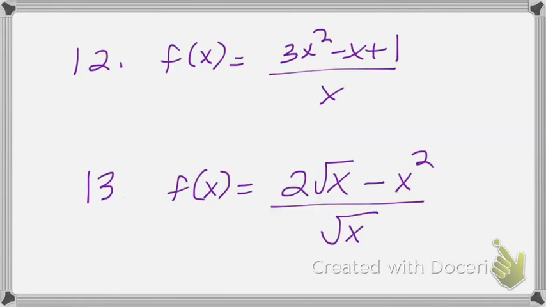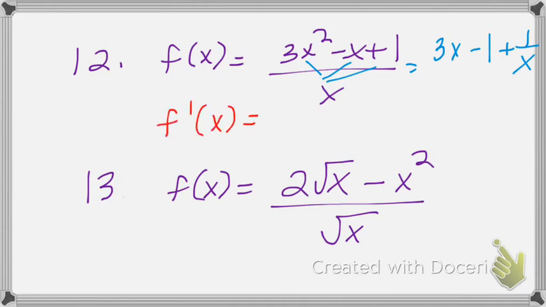Alright, these two problems are written a little differently. They look like they're quotients, so it doesn't seem that we can use these rules. But what we can do is rewrite both of them a different way, then find the derivative. So on the first one, I can divide everything by x, and I could make it 3x minus 1 plus 1 over x. After I do that, to find the derivative, the derivative of 3x is 3. Derivative of 1 is 0, and 1 over x, I need to kind of think about that. That's x to the -1, so the derivative would be -x to the -2.